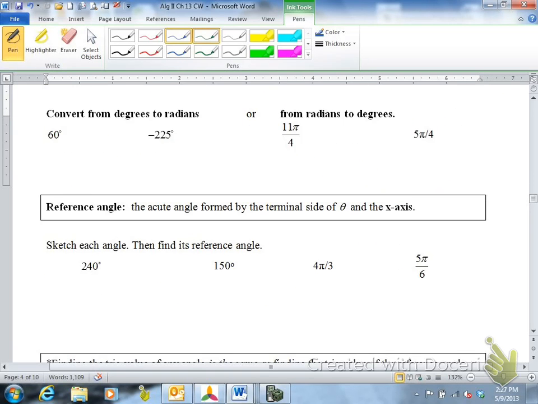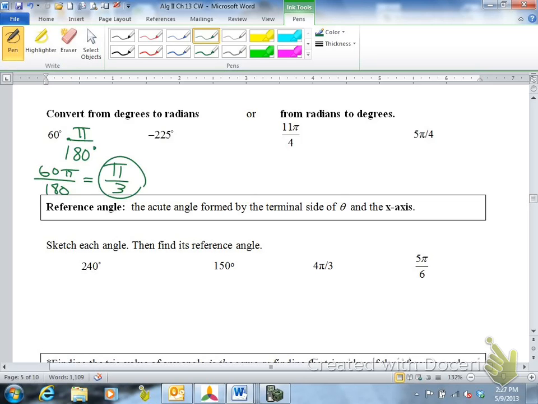So here are some examples you could see. Convert from degrees to radians. The way that I remember which one goes on top, 180 or pi, is this: given 60 degrees, 180 has a degree mark with it, so I want to divide out the degrees. I would be left with pi radians in the numerator. So this would be 60 pi over 180, which simplifies to pi over 3. So 60 degrees is the same as pi over 3 radians.